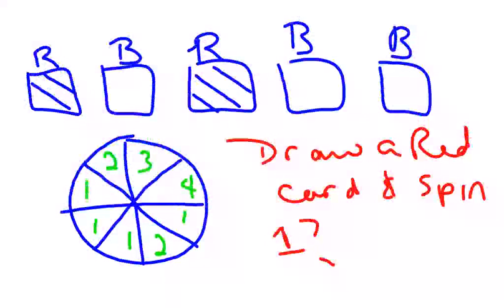Now let's go back and look at the spinner. How many possible ones are there that it could land on? So there are 4 chances that I would land on a 1 out of how many? And so if I count how many wedges, there's 8. So the probability of spinning a 1 is 4/8.